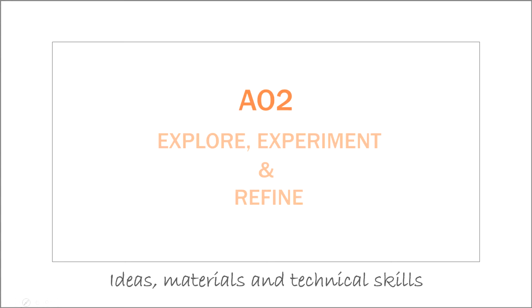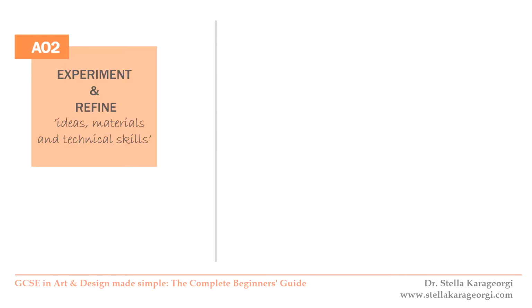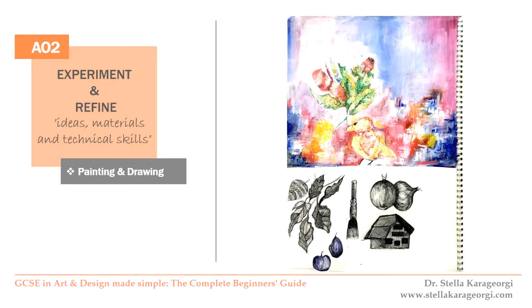So here I will show you quickly some examples of various materials and techniques you can use to show experimentation and fulfill the requirements for AO2. Obviously, painting and drawing should be consistent in your sketchbook. Here's an example of a drawing and a painting.